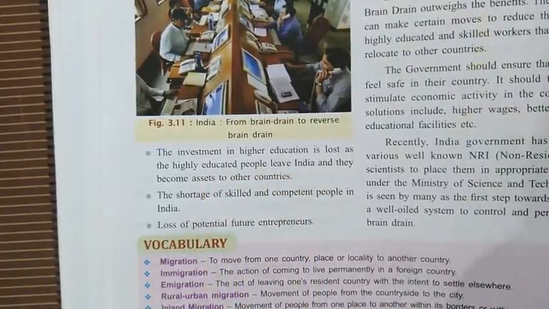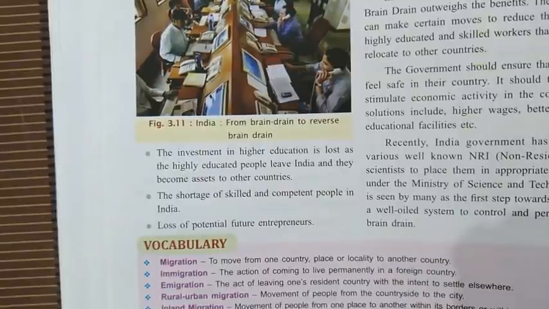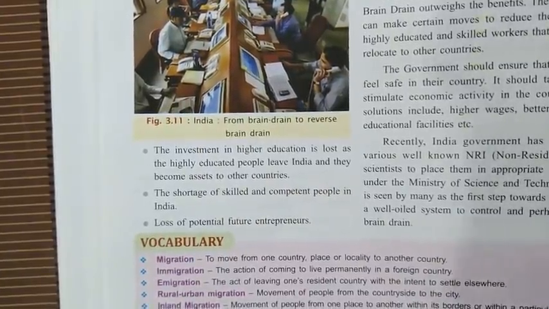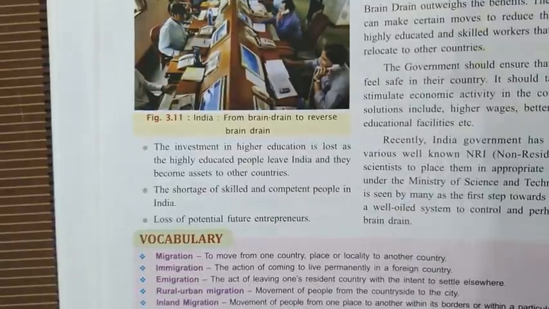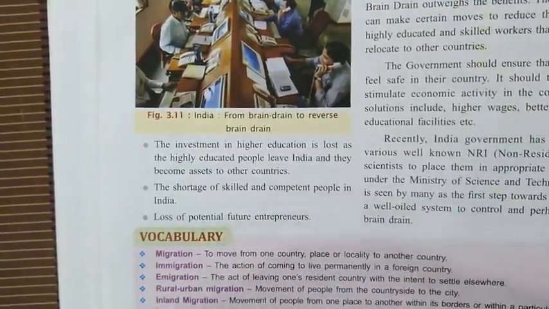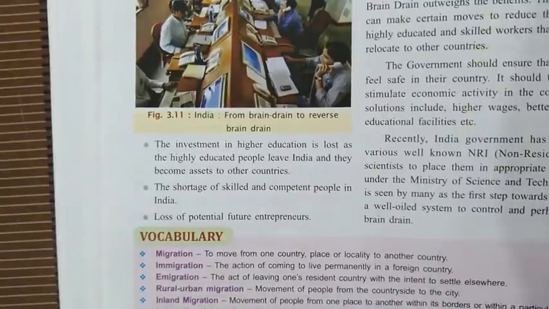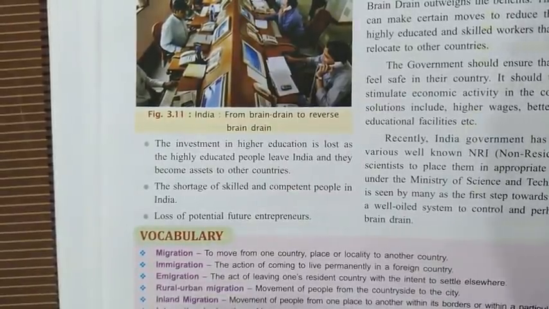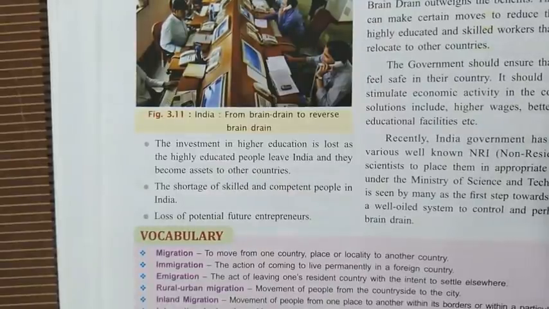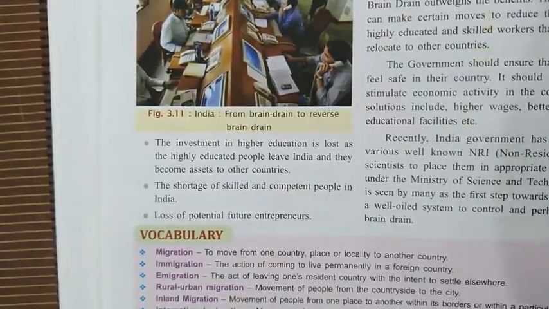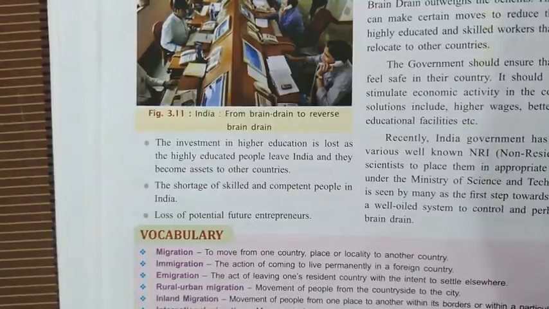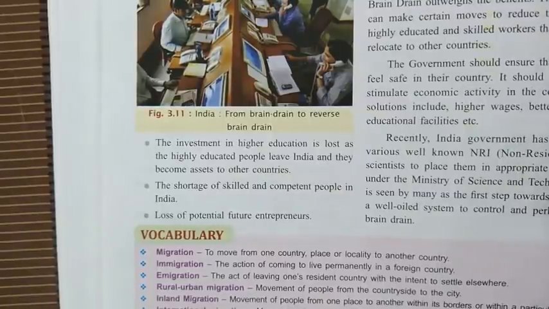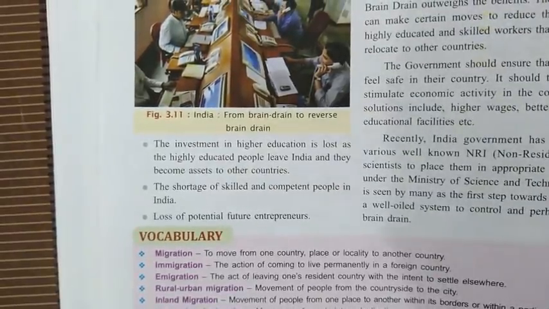Next is the shortage of skilled and competent people in India. Now usually which people migrate to other countries? The people who are very, very highly skilled, who are usually the genius people, those who are very, very competent. Now when these people migrate, which type of people are left back at home? The people who are not so skilled, or not so hardworking. They are not so competent. So all the genius people have gone to other countries.